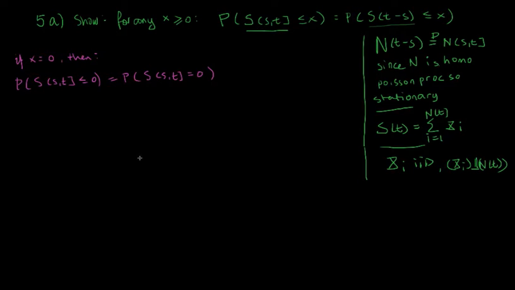When is this equal to 0? Well, the total claim amount S from time s to t is equal to 0 if and only if there have been 0 claims between time s to t. I'll just put this inside stars here. So that means that this event is equal to this event here, which means that they have equal probability.